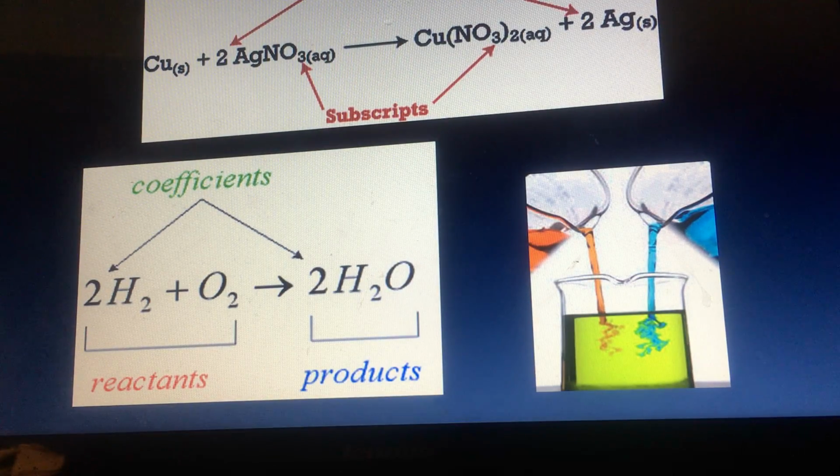So the coefficients are the large numbers in front of the chemical formula, while the subscripts are the small numbers attached to the bottom of the chemical formula. You can see right here. Also, as we pointed out earlier, the reactants are to the left of the arrow over here, while the products are to the right of the arrow over here.